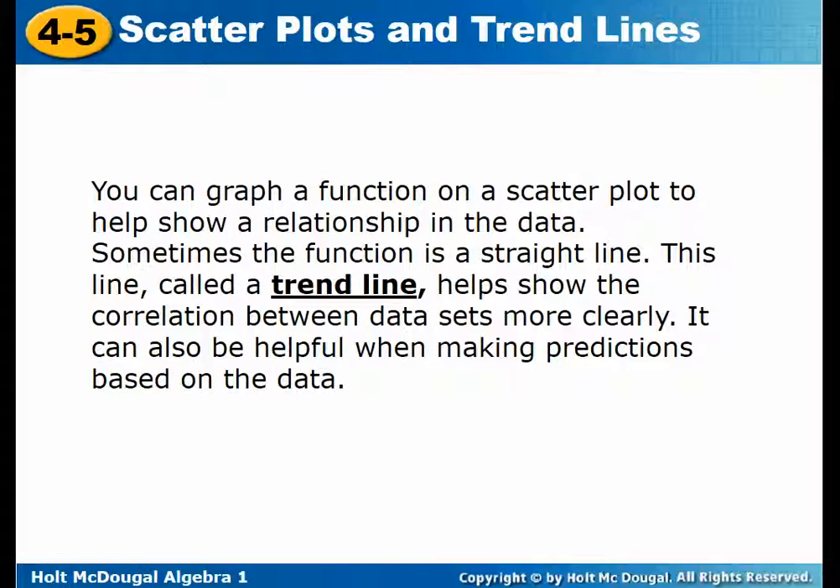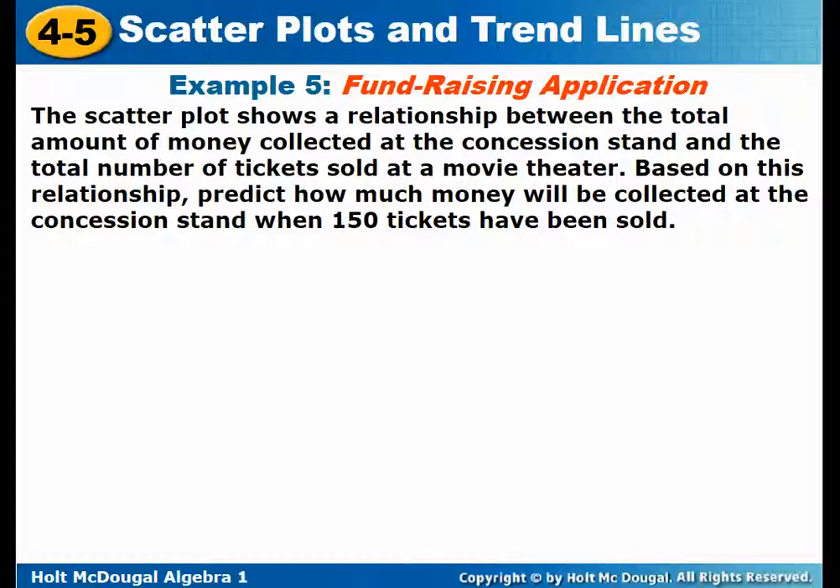You can graph a function on a scatter plot, a straight line called a trend line, so you can make predictions and you can see the relationship between the data better. You can even write an equation of that line. But for this lesson, we're just going to draw the line.